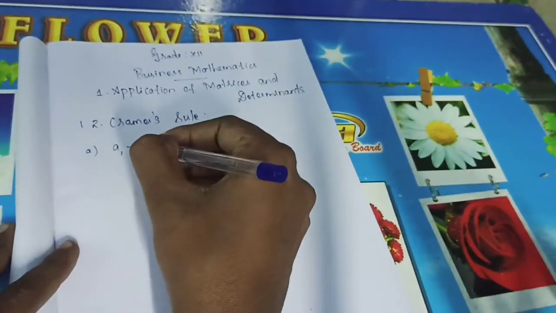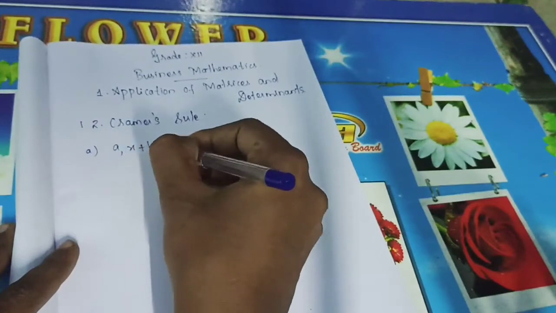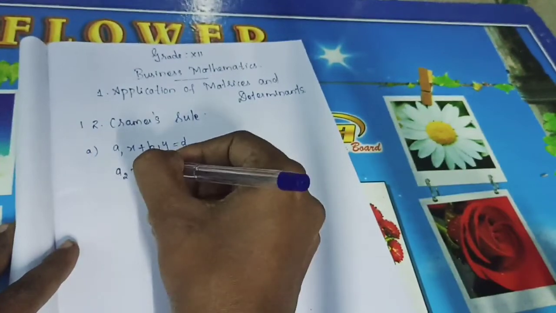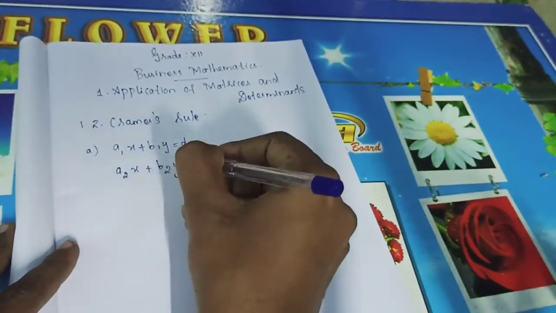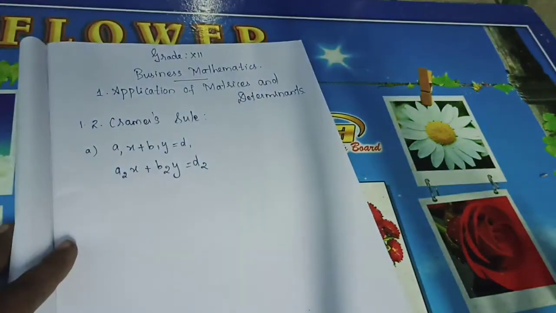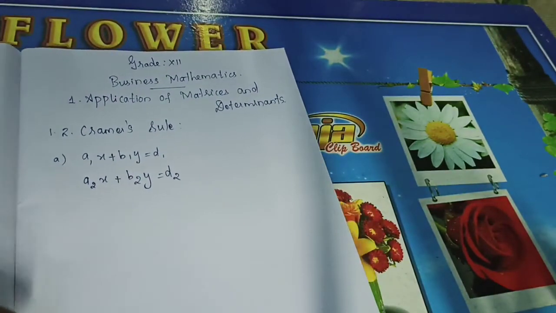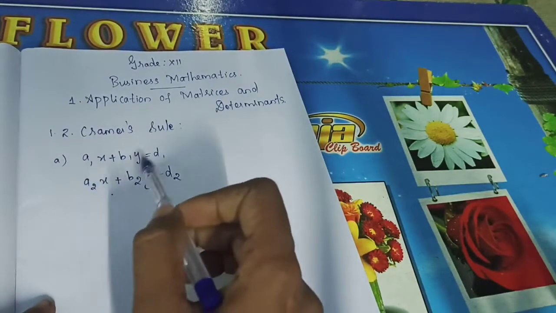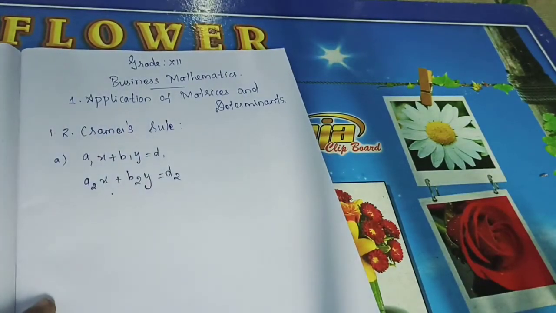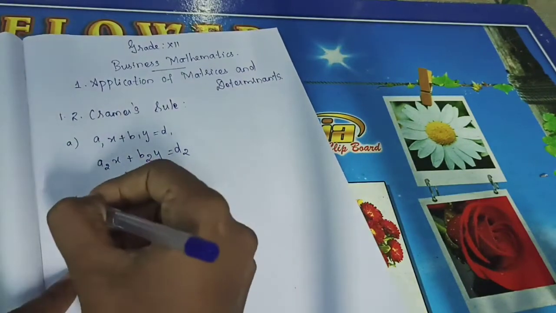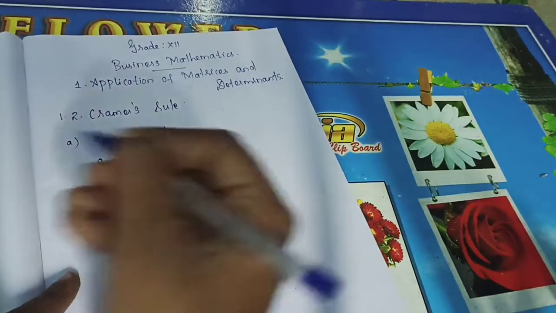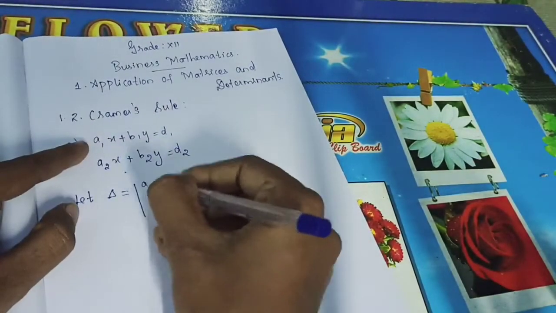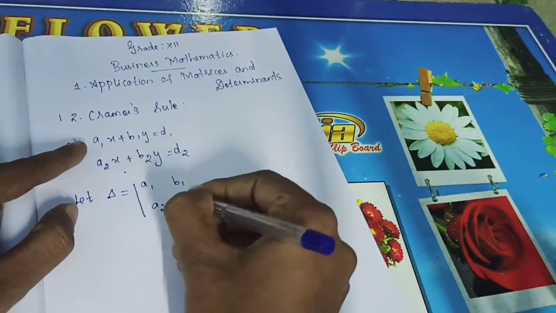Let us consider one equation a1x plus b1y is equal to d1. The next one is a2x plus b2y is equal to d2. Now, I have considered two linear equations. Here, how many unknown variables? x is one unknown variable and y is another unknown variable. So, delta is equal to the determinant value of a1, a2, b1, b2.